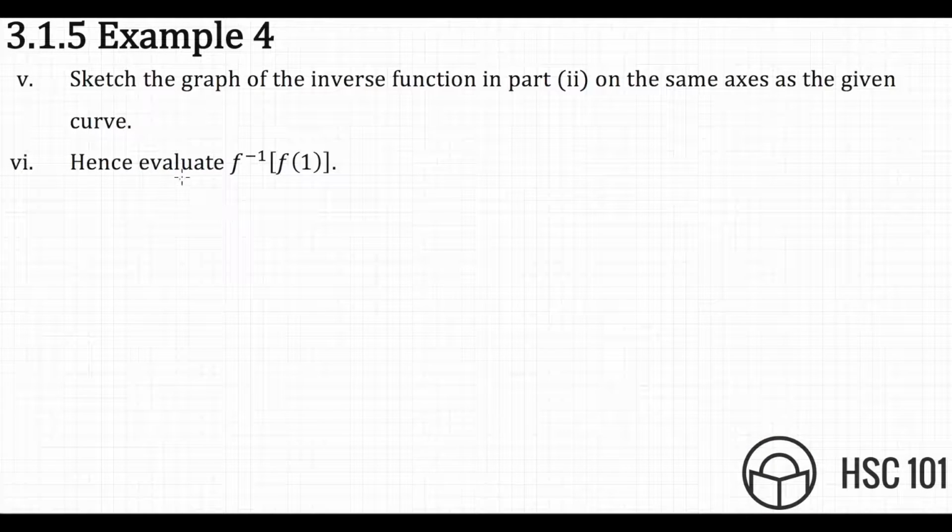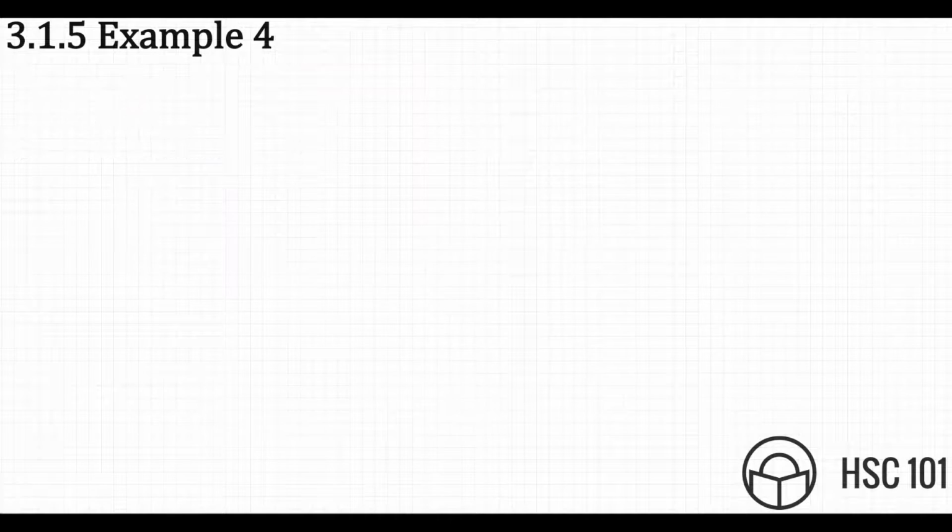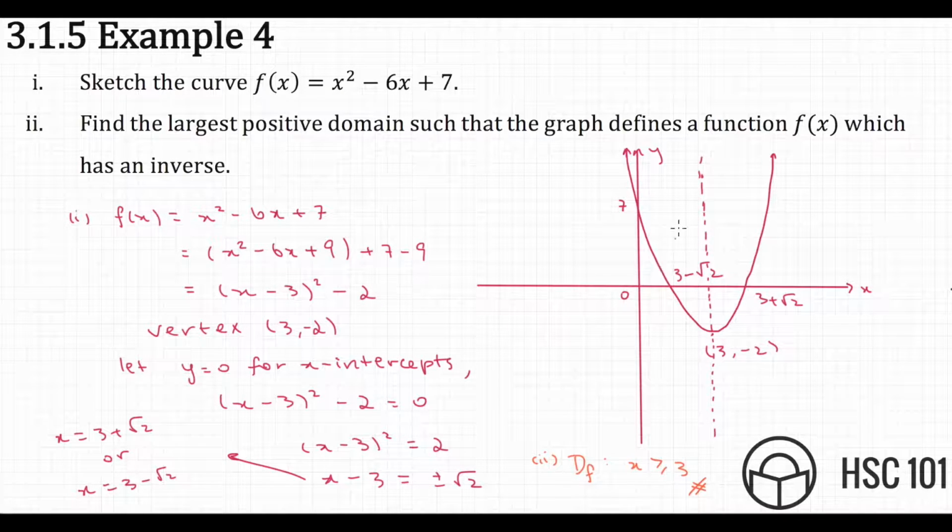Now moving on to part 5, we want to sketch a graph of the inverse in part 2 on the same axis as the given curve. If we come back to what we have in part 1, remember that we no longer want to deal with the left half of the parabola. We restricted it so that the domain of the function is x larger than or equal to 3, so we're dealing purely with the right half of the parabola. We want to sketch the inverse of this part. See how the vertex over here starts at 3, negative 2? Then the inverse is going to start at negative 2, 3.